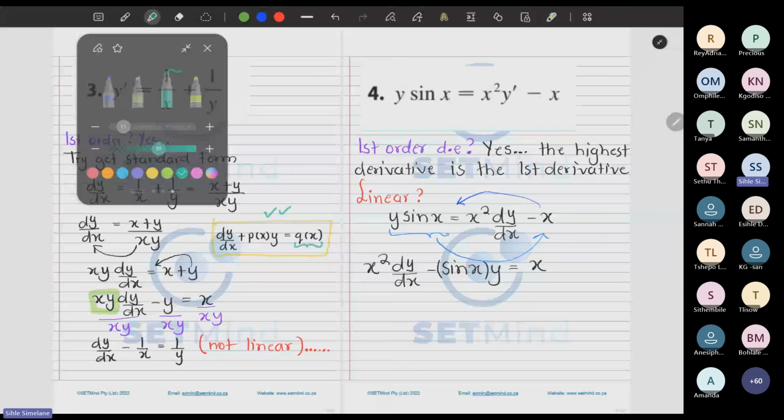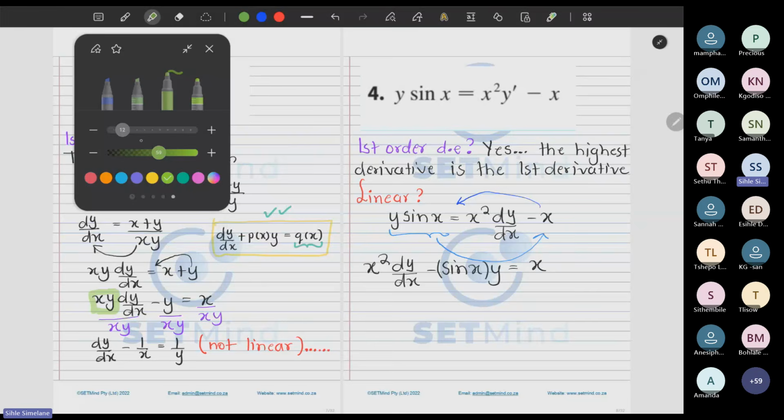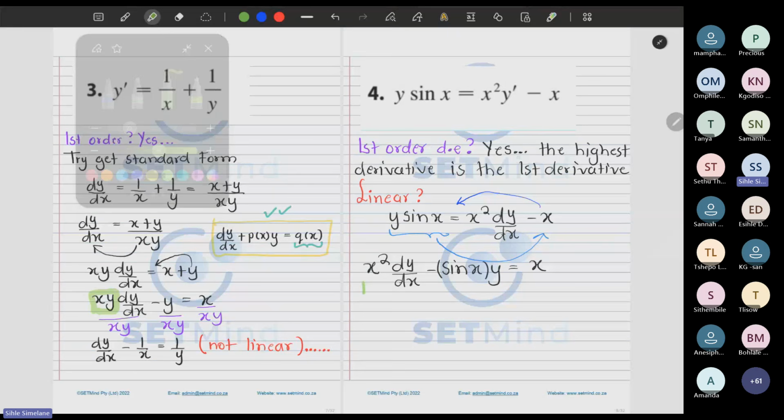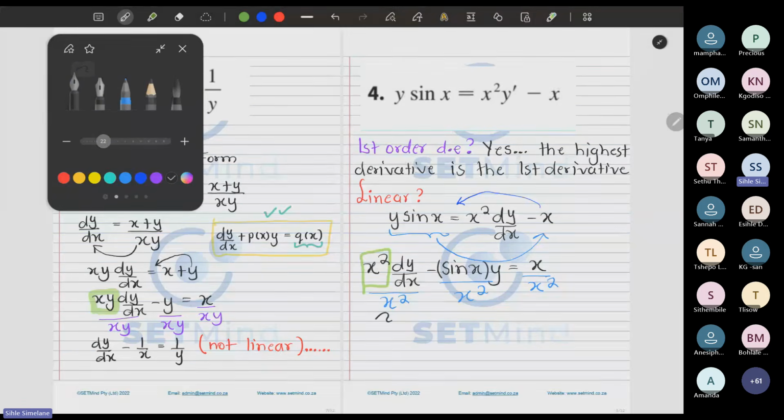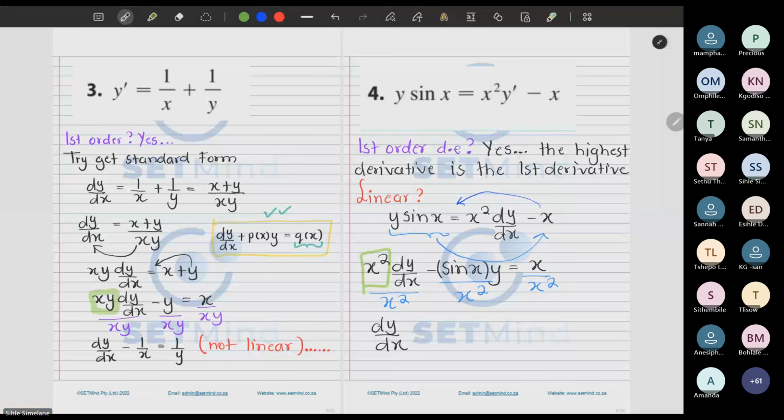So what we know is that in front of the dy dx, guys, we do not want anything. We like it when dy dx is sitting by itself. So this x squared here is a problem. So we need to go and remove it. Divide by x squared, divide by x squared, and divide by x squared. So what answer do we get? We end up getting dy dx minus, if you observe carefully, sine of x divided by x squared, like that, times y equals 1 over x. So knowing your standard form, guys, we highlight it for you here.